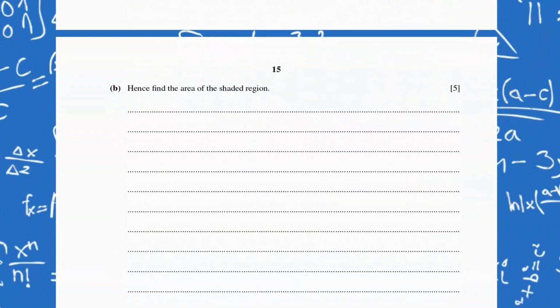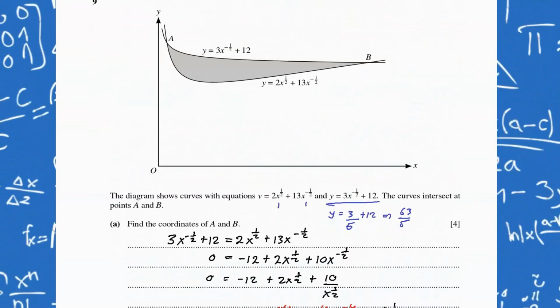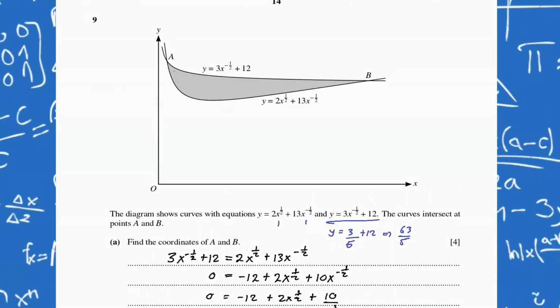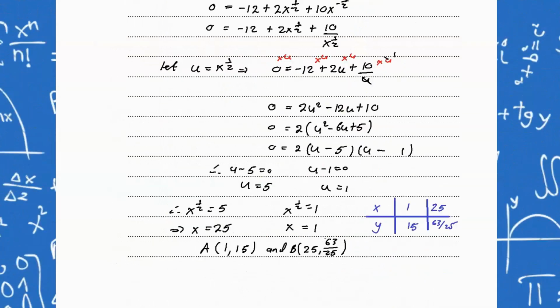Let's go on to the next part, which says, hence find the area of the shaded region. All right, so they want us to find the area of the shaded region, and to find this area we'll need to find, okay, we know that this x value is 1, and we also got B to have an x value of 25. So we will say area under the top curve minus area under the lower curve. All right, so for the top curve, the equation is like this, I mean the function y.